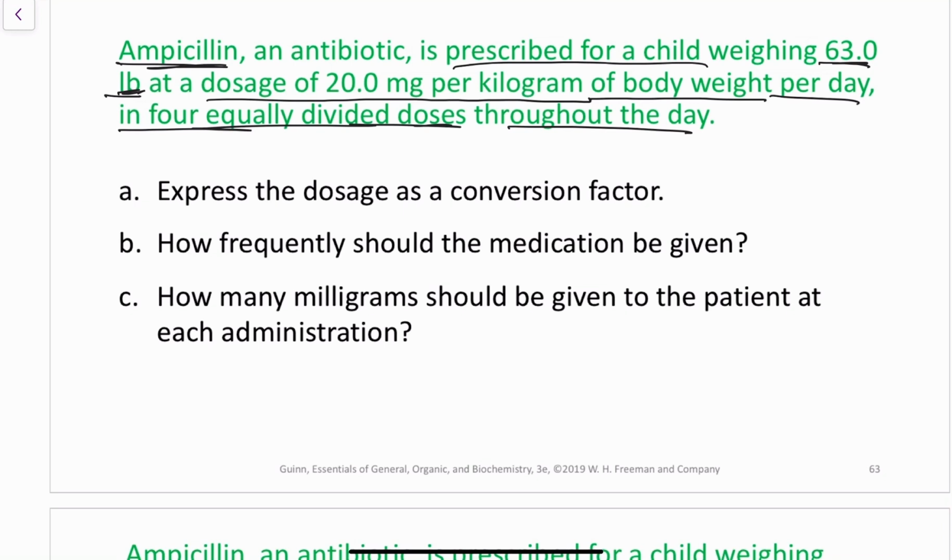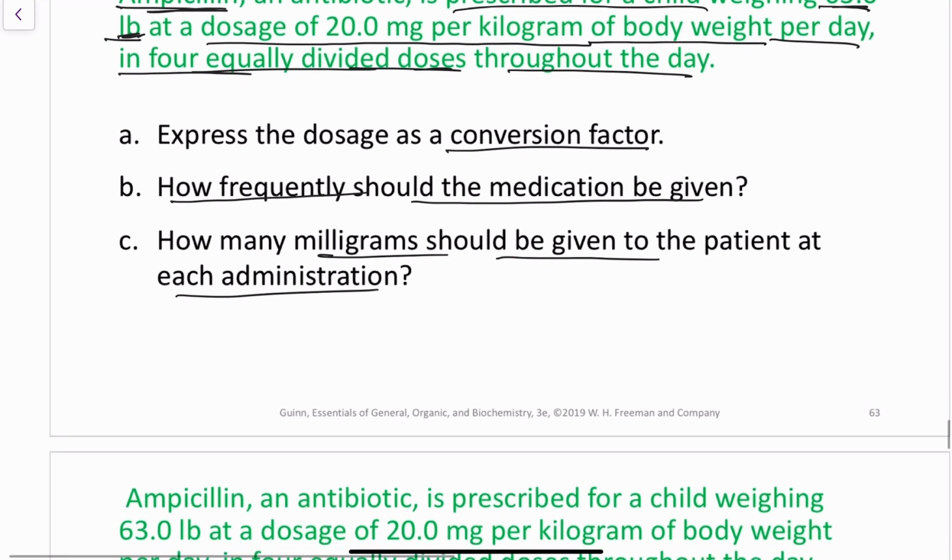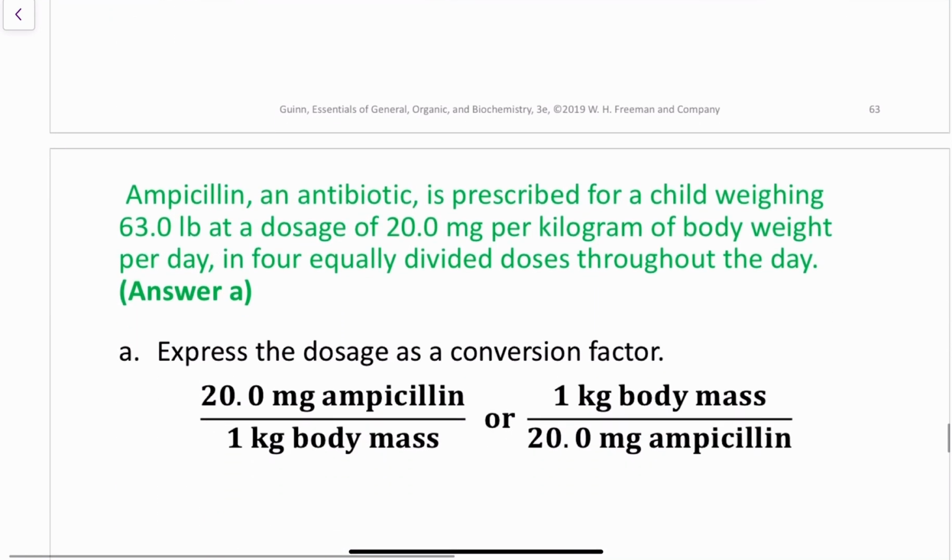So the first question is to express the dose as a conversion factor. Second is how frequently you should give the medication. The third one is how many milligrams should be given to the patient at each administration, right? So you have to solve each of them separately. So let's start with the first one. You have to express the dose as a conversion factor.